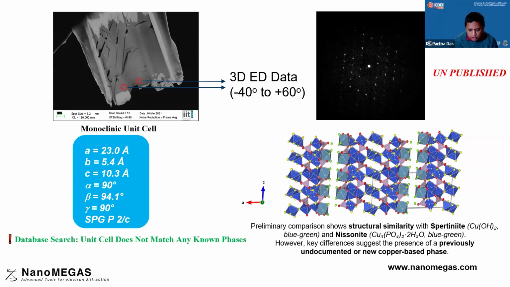And once we got the structure, we compared it with other structures, and it has some similarities with other minerals, which is nisonite, but there are a lot of differences. So we believe this is an unknown phase, which was previously not documented for this type of corrosion.